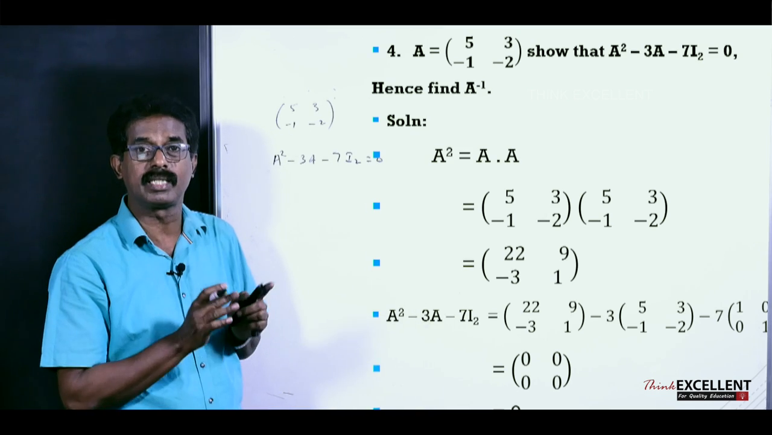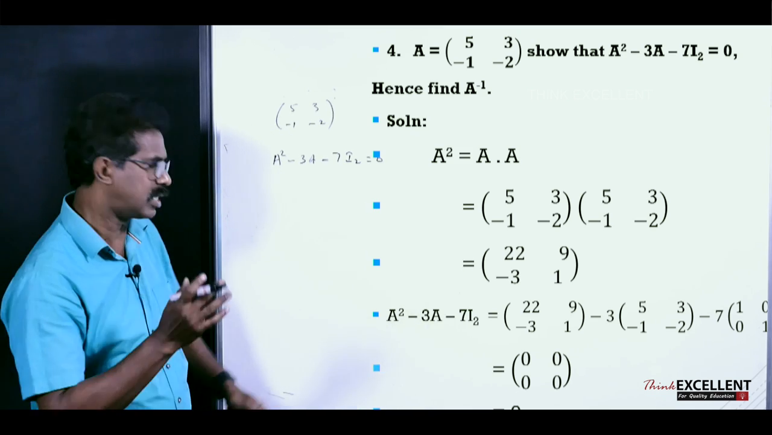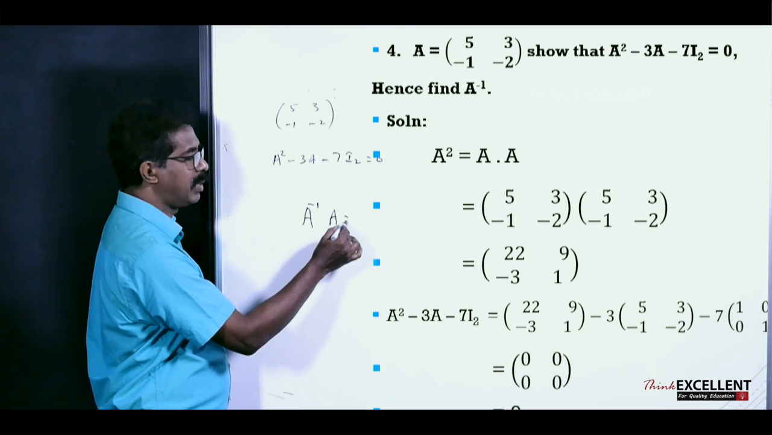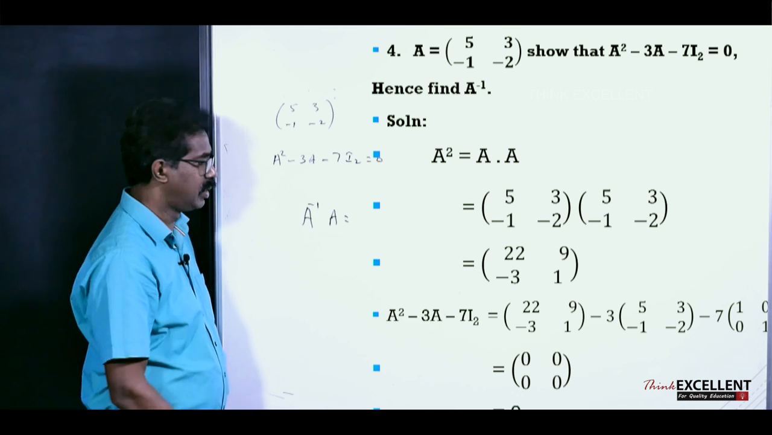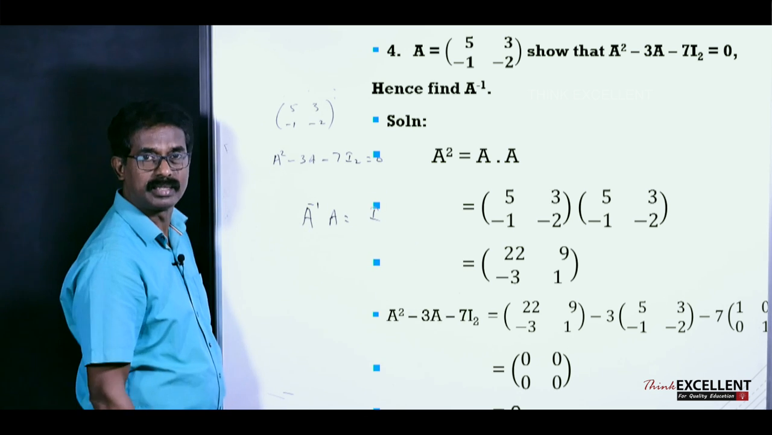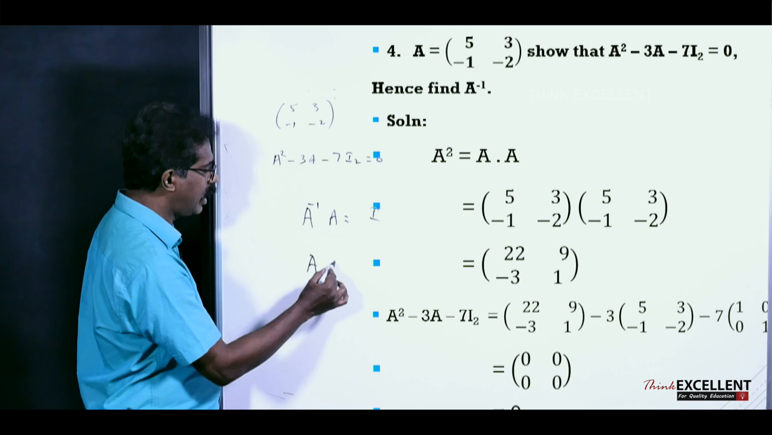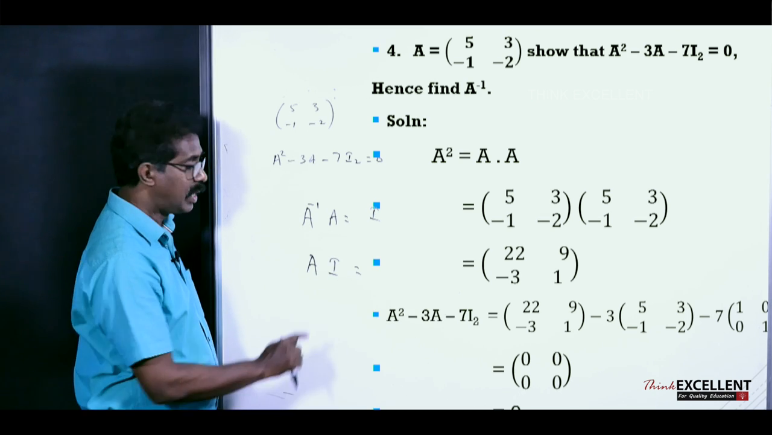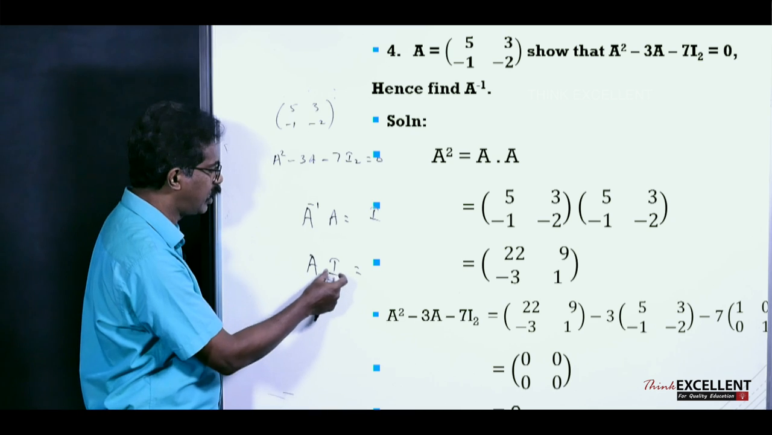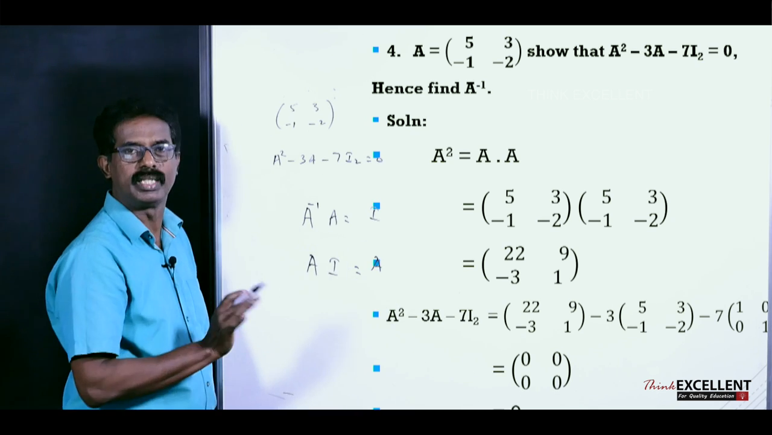Now I'm going to explain the second part. For that, some of the results you studied, please listen here again. What is A inverse into A? A matrix into its inverse. The answer is I. What is A into I? I is like 1, right? 5 into 1 is 5. So A into I is equal to A. Only those two results you need.